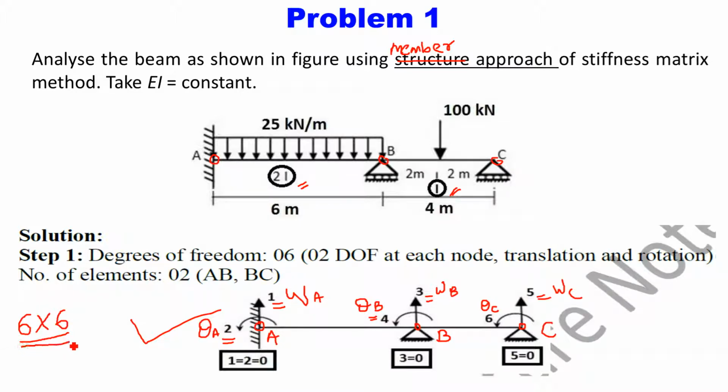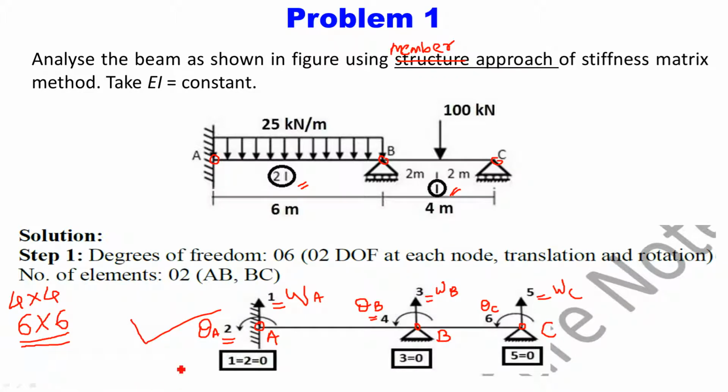Please understand now. For one element, the size of the stiffness matrix is standard, that is 4 by 4. For the global stiffness matrix of this problem, it will be 6 by 6. Now to find the order of the reduced stiffness matrix, first we have to impose the boundary conditions, meaning which kinematic unknowns are 0, known to us because of the support conditions.